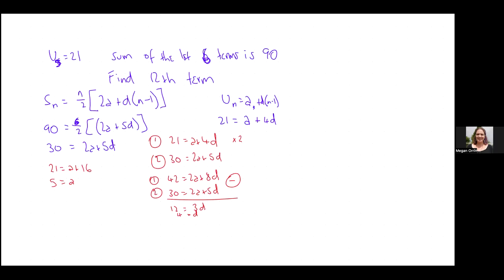All right. So let's work out the 12th term. If we know that this is our rule, u of n is a plus d(n minus 1), and we know all this stuff. So the 12th term is a, which we said is 5, plus d, which is 4, times n minus 1, where n is 12 because we're looking at the 12th term, minus 1. So we've got 5 plus 4 times 11. So the 12th term is 49.